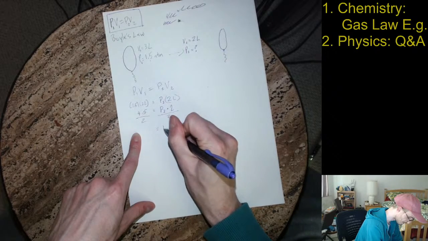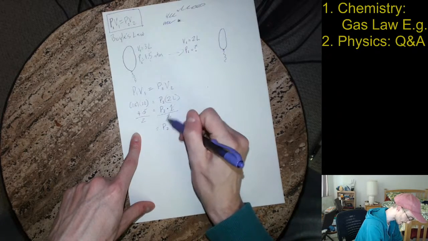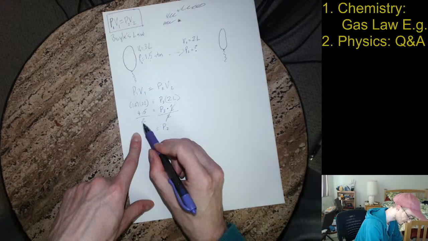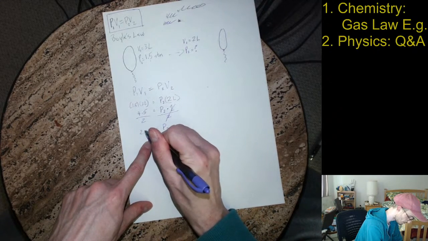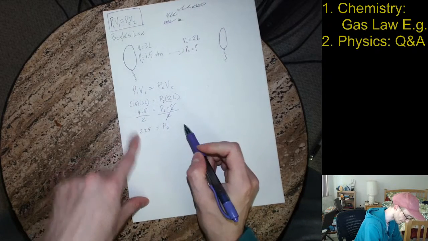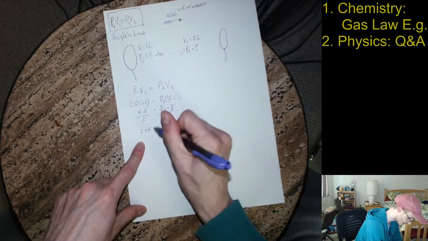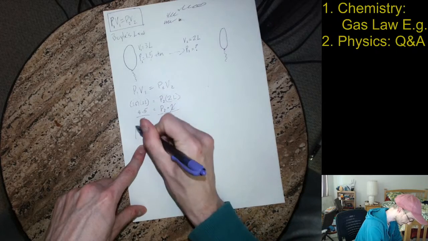When I do that, I have pressure 2 on this side, so these cancel out. On this side, I have 4.5 divided by 2, which is 2.25. Now, you can use a calculator to solve this if you want to. So this is going to be my pressure in ATMs.